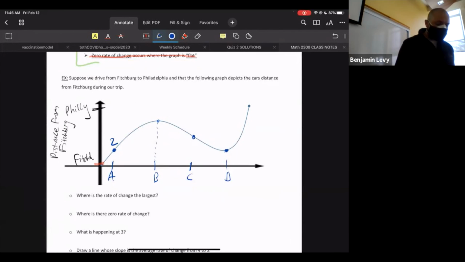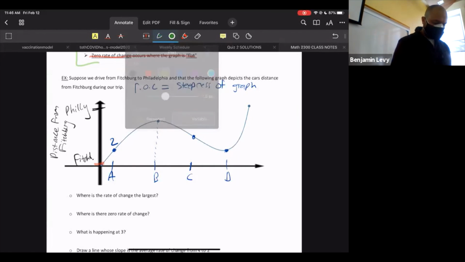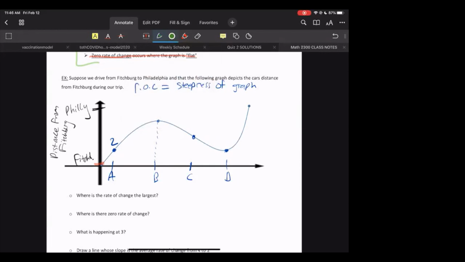So if we're thinking about the rate of change, maybe we should just write this. Rate of change equals the steepness of the graph. Right? It's the slope of the tangent line. And so if we want to know where it's the biggest, we'd be looking for the place where the graph is the steepest. So where is that? I'd say B.